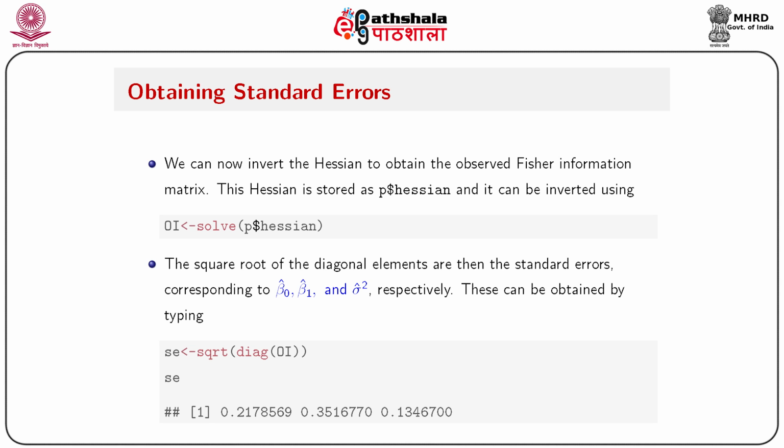You can type AC to get the standard errors for all three parameters: for beta naught it is 0.195174, for beta 1 it is 0.365348, and for sigma square it is 0.1512. As we get the standard errors, we can easily report the statistical tests, the inferential part of the regression analysis.